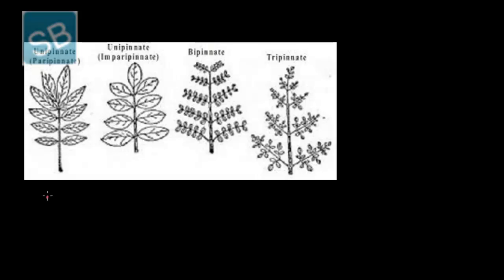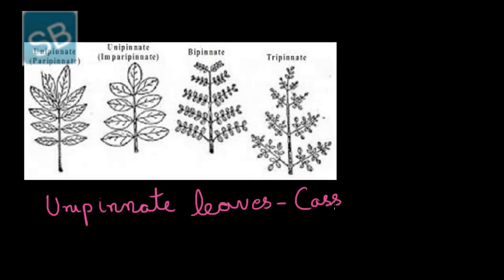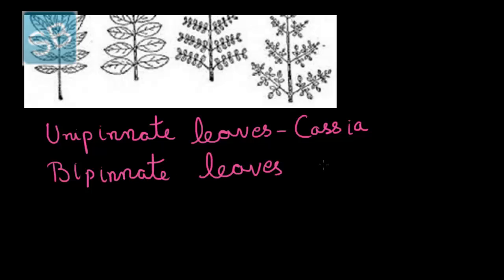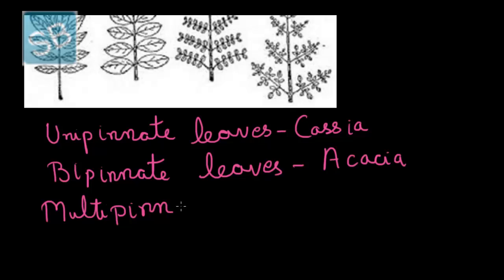Example, unipinnate leaves occur in Acacia. Bipinnate leaves occur in Acacia, and multipinnate leaves occur in Moringa.